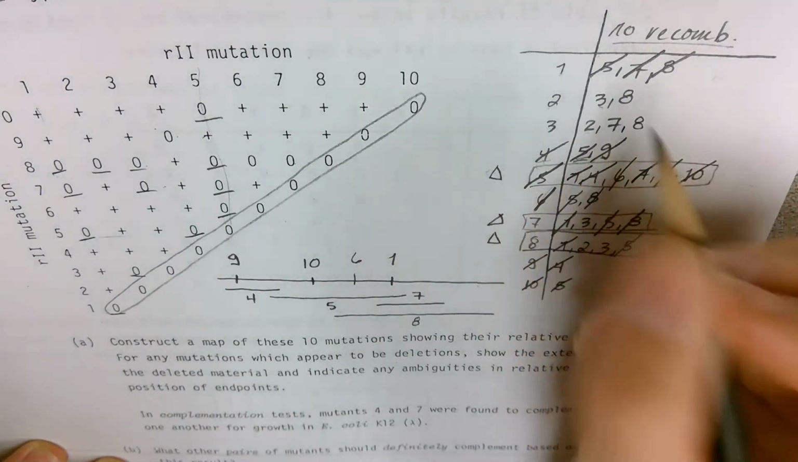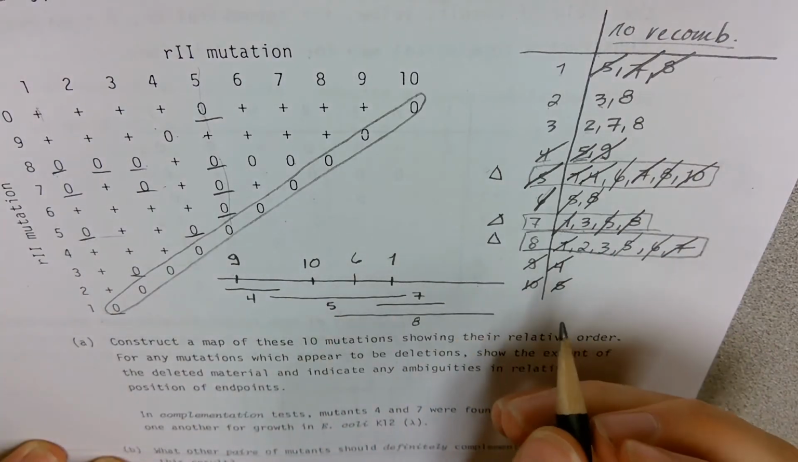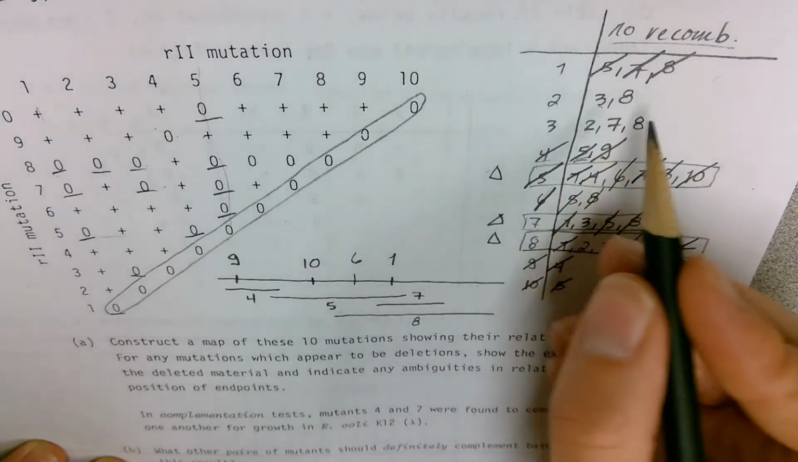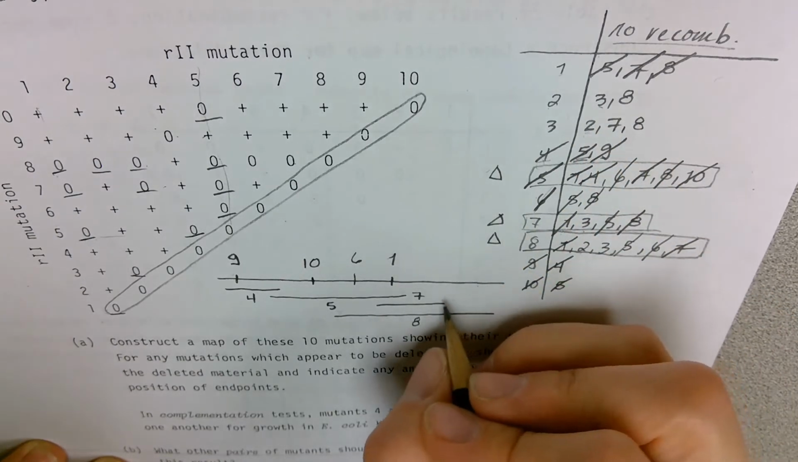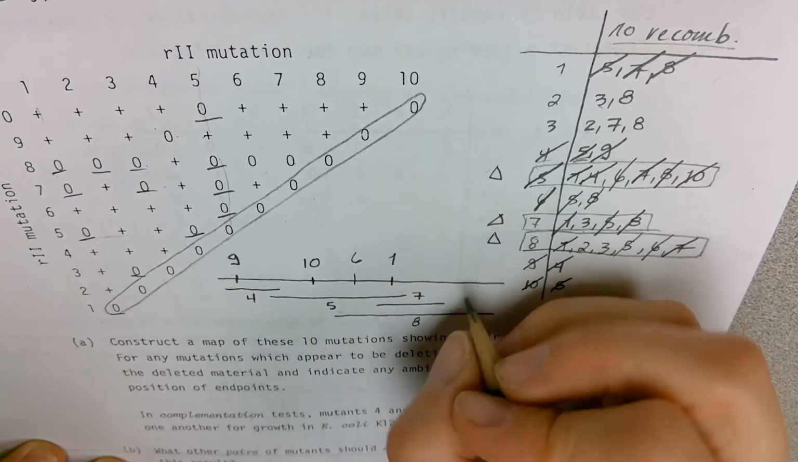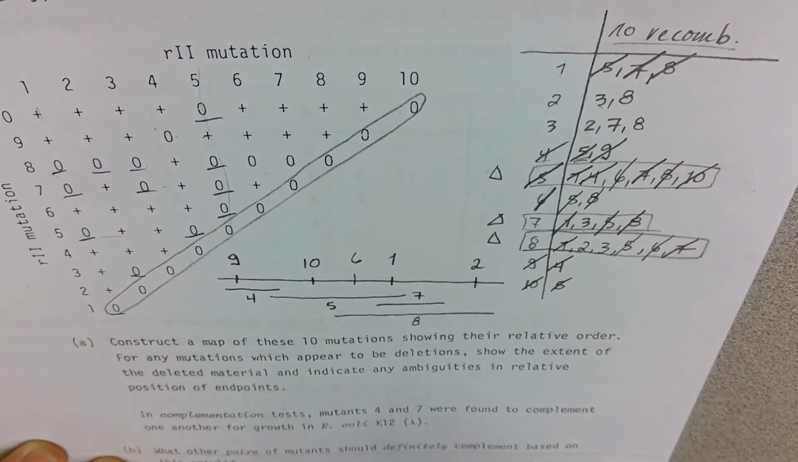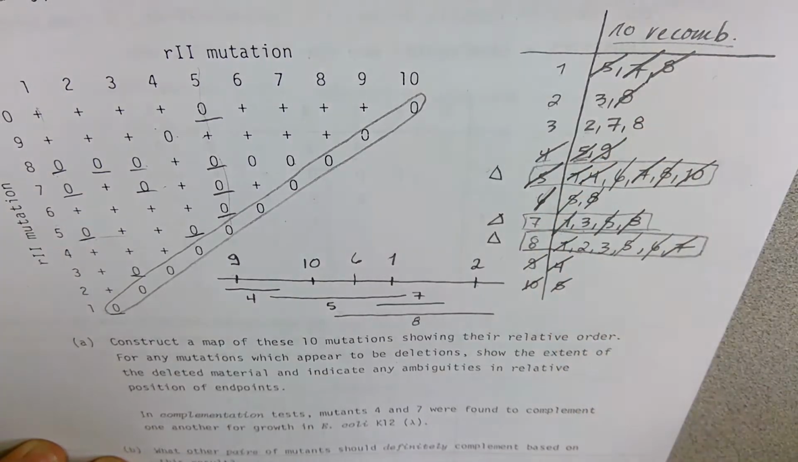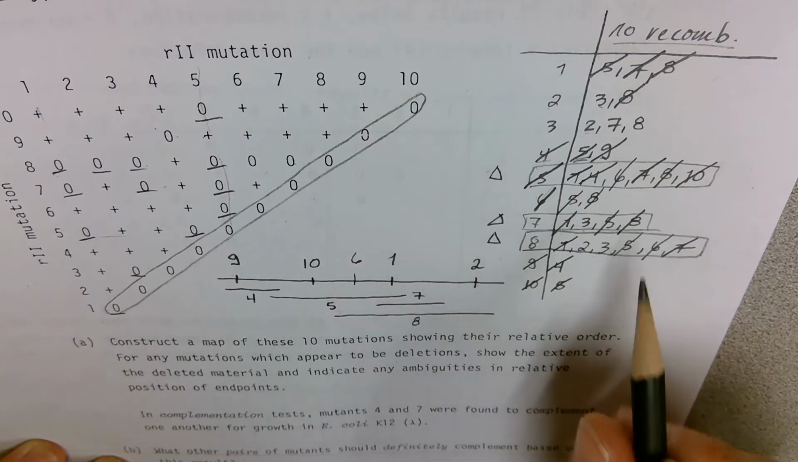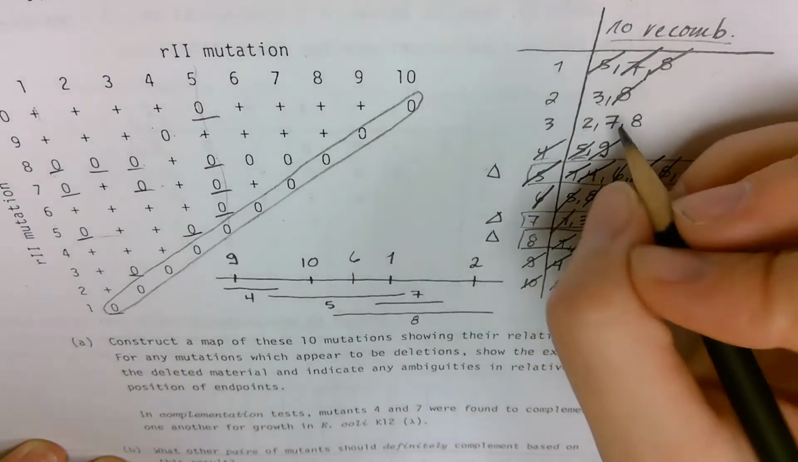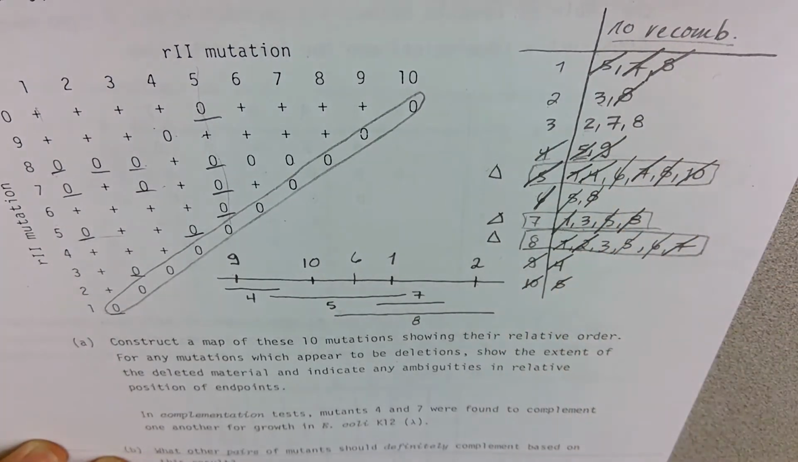So 2 is going to go somewhere where it's going to overlap with 3 and 8. Again, we don't know where 3 is, but we know where 8 is. And we know that 2 isn't having an issue with 7, so it's probably going to be all the way down here. So we've got that figured out. Where's 8? We've got that figured out. That really just leaves us with 3 to figure out.